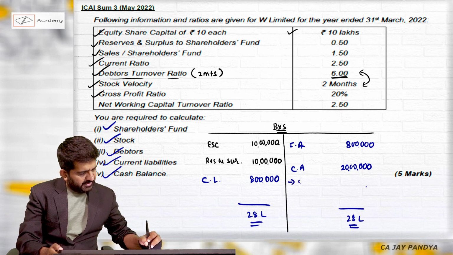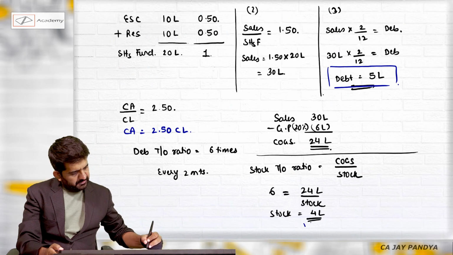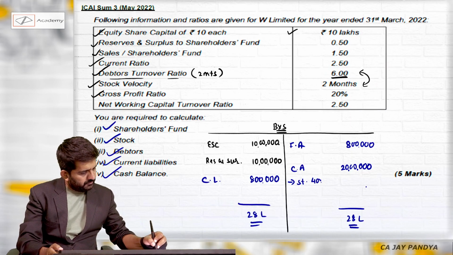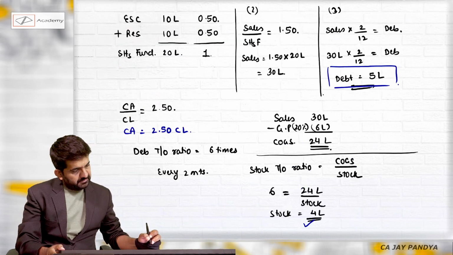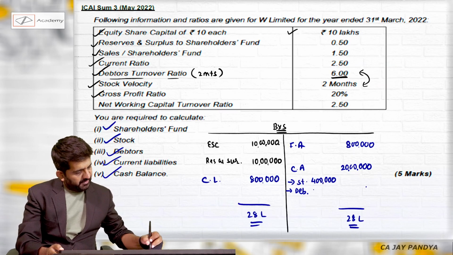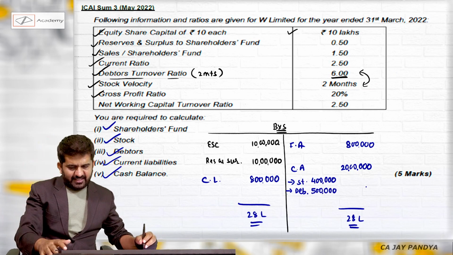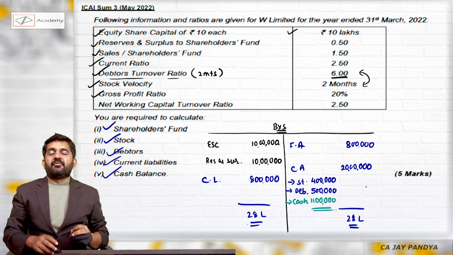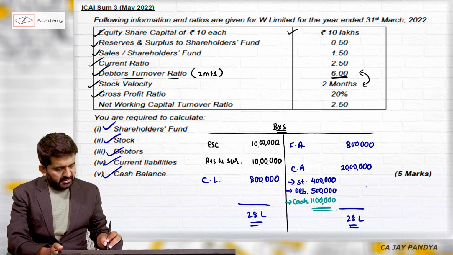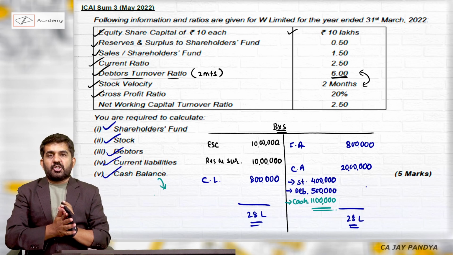In current assets, we know answer of stock, right? Stock is 4 lakh rupees. We know answer of debtors. Debtors are 5 lakhs rupees. So assume there is no other current asset except cash. So cash will be 11 lakhs rupees. So we have even got answer of cash. Cash is nothing but 11 lakhs rupees. This was sum number 3, May 2022 for 5 marks.